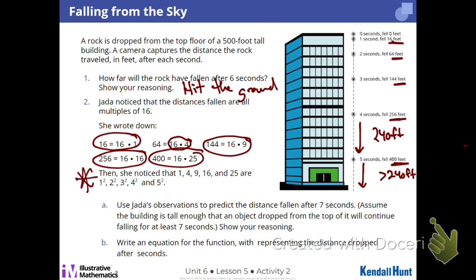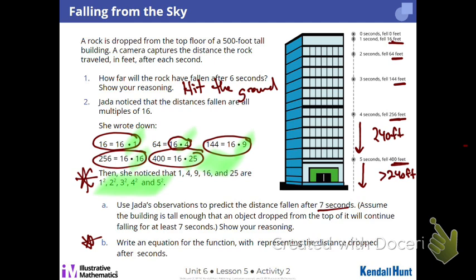She noticed that all of those things were perfect squares. So let's check this out. She noticed that all these were 1 squared, 2 squared, 3 squared, 4 squared, 5 squared. So what I want you to do is use Jada's observation to predict how far a rock would fall off an infinitely tall building, a building that's tall enough. You're going to predict how far that rock would fall if it fell for 7 seconds. And then you're going to write a function for our context of this falling rock. With your partner, let's go.